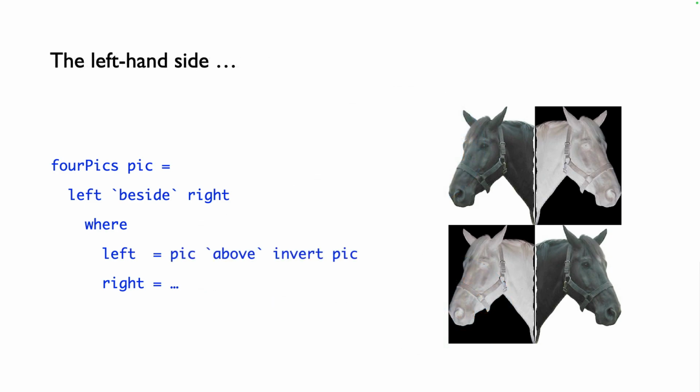And one way of starting is to say, well, how do we get the left-hand side? And what we can say here is we take the picture, which is a black horse on white background, and put it above the same picture where the colours are inverted. So it's then the white horse against the black background. So there we've got the left-hand half described quite straightforwardly. Now we can see there's a number of different ways we might use the local definitions to describe the right-hand side.